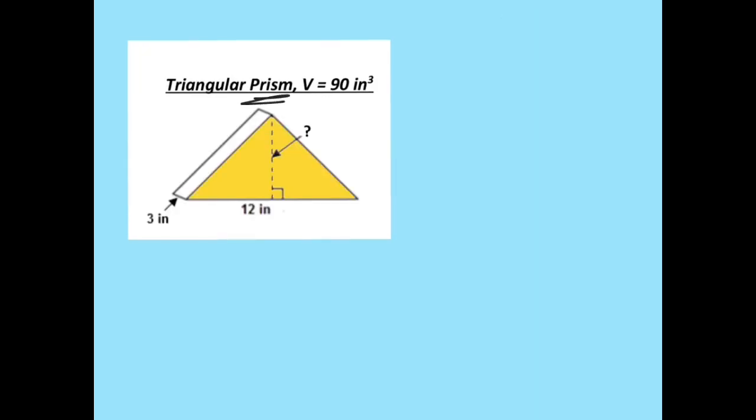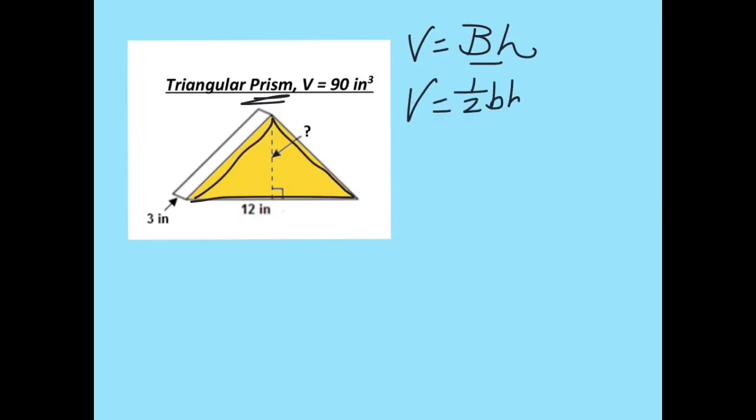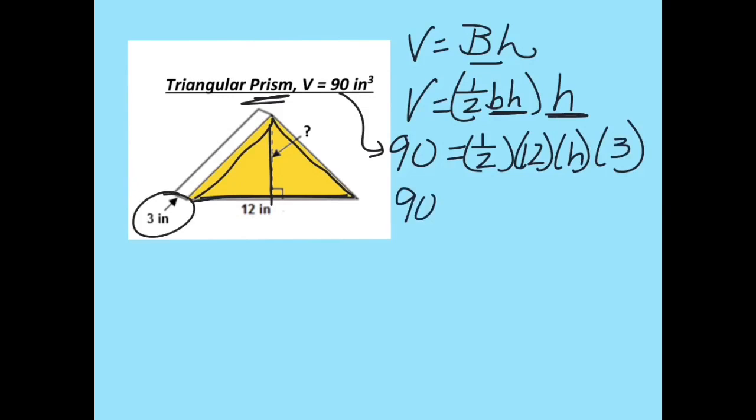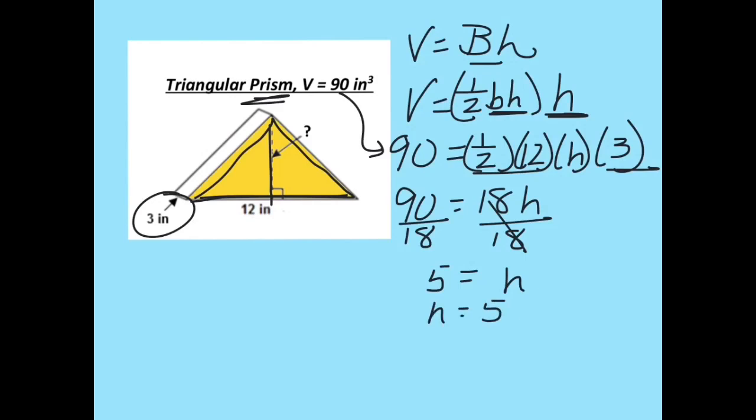This is a triangular prism. We start with the formula V equals big BH and replace the B with the area of a triangle. So replace B with 1/2 BH times H, the height of the prism. This is our substitution step. 90 equals 1/2, 12 times whatever we're looking for. So 12 is the base, H is the height of the triangle, 3 is the height of the prism. So 90 equals 18H, divide by 18 on both sides, and that will give us 5 for our height, 5 inches.